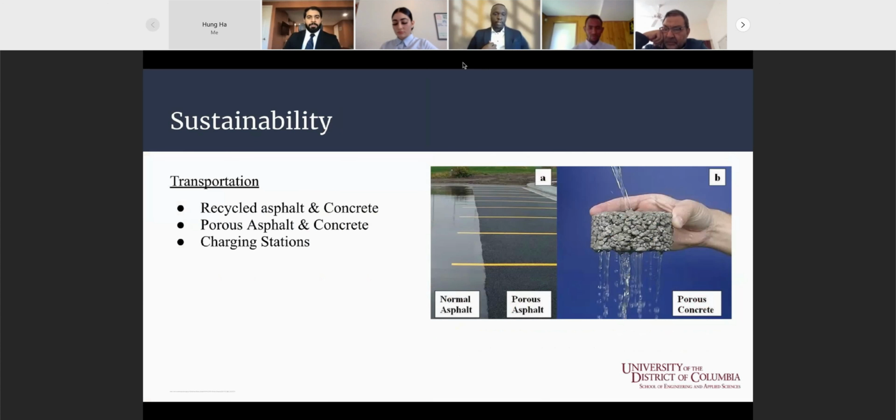And finally, for transportation, we decided to go with recycled asphalt and concrete or porous asphalt and concrete, as well as charging stations in order to incentivize people to go more on the electrical vehicle side of things. Thank you.